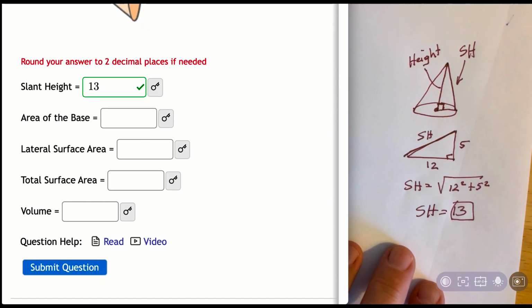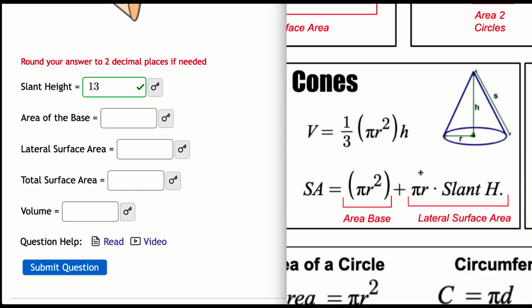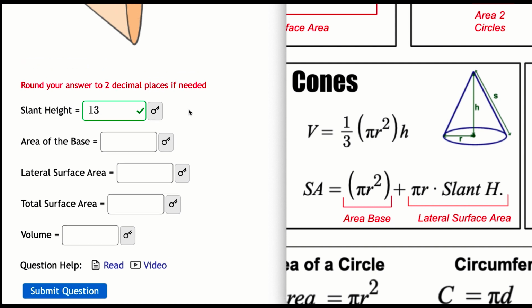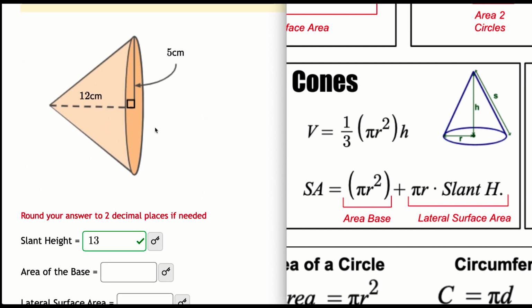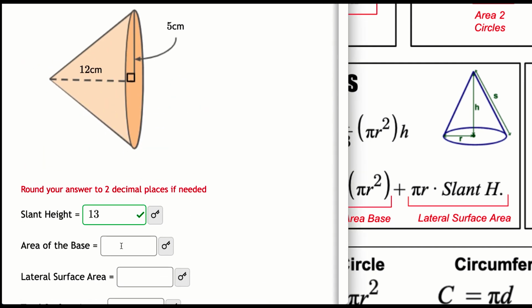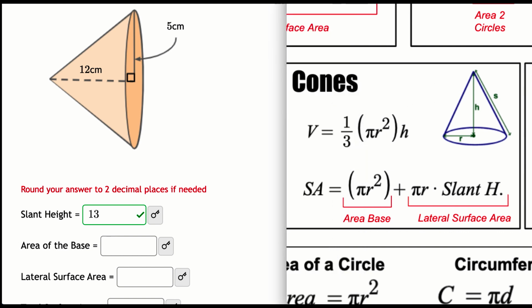The area of the base. Now, the area of the base, let's go back to the formula sheet again. The area of the base is found by just doing pi r squared, or just the area of a circle. Your circle has a radius of 5. So that means if the radius is 5, I'm going to go pi r squared. Let's do that right now.